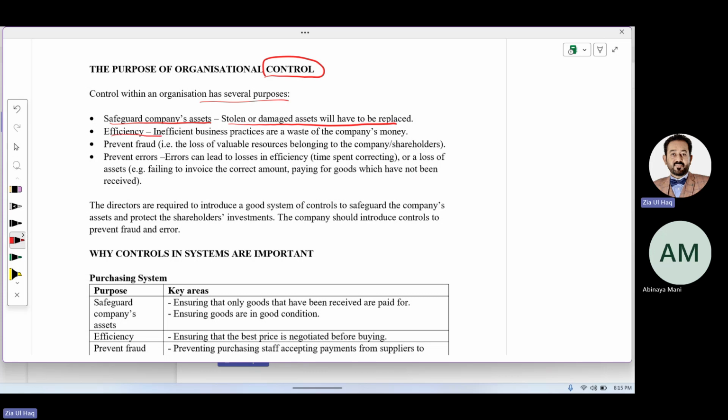The company can achieve efficiency through controls, meaning the company can avoid losses and wastages. Through controls, the company can prevent fraud. Through controls, the company can prevent errors and produce true financial statements. So these are the purposes of control policies.